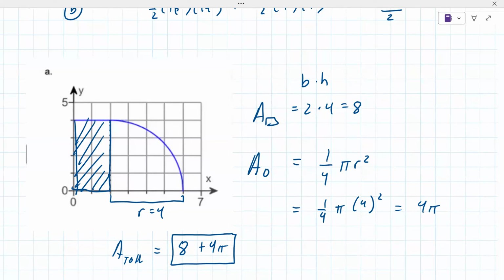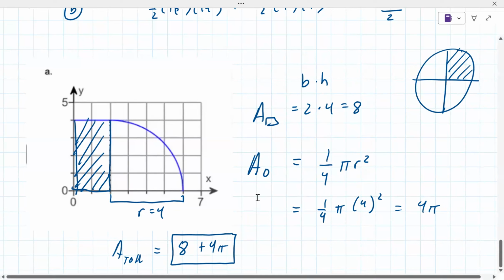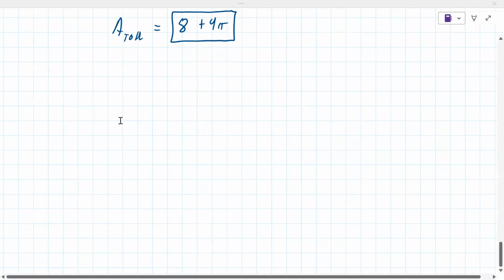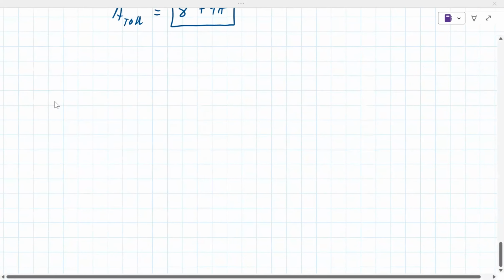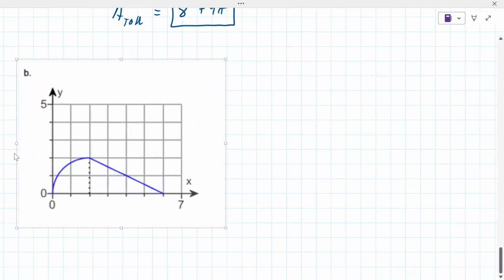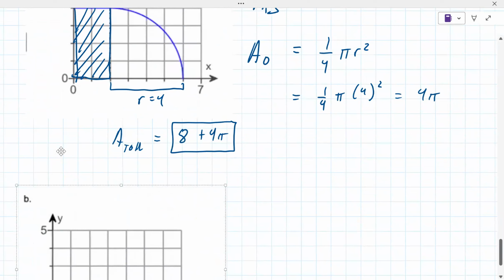And what's the other shape? Would you call that like half, quarter circle? Quarter circle. Think of it like a circle. You cut it in half once, and then you cut it in half again. Big slice of pie or pizza, if you like that. All right, let me know when we can go on to part B. What was the answer of that? Right there in the box, 8 plus 4 pi.